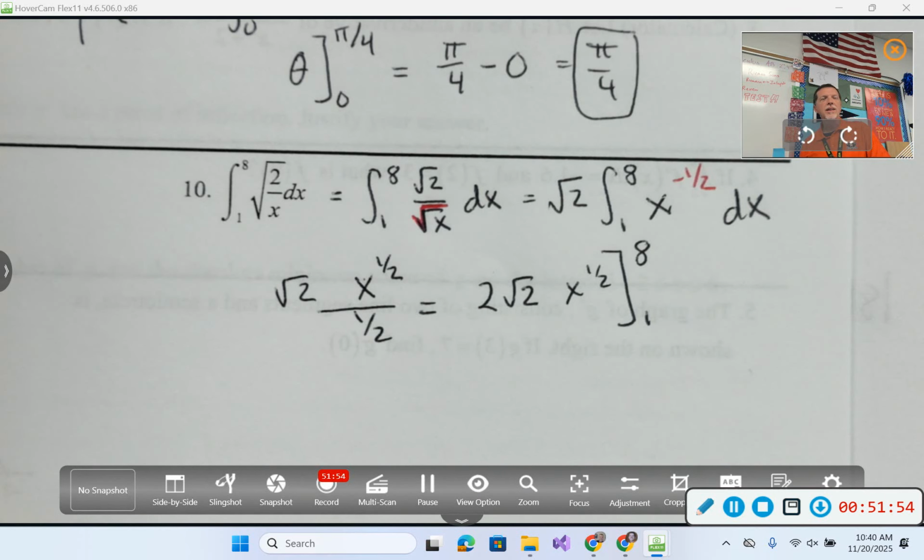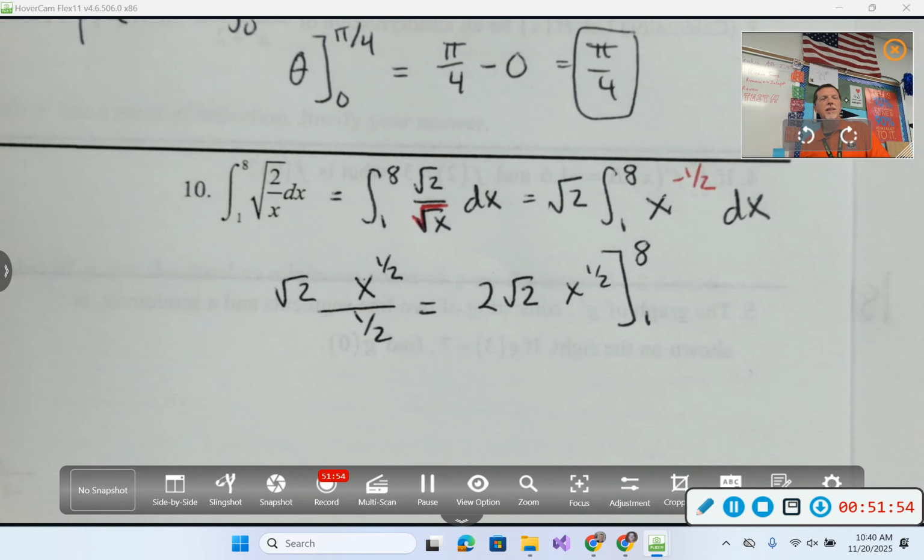Plug in the top minus plug in the bottom. That's a safe stop. But on multiple choice, how do I simplify the square root of 8? Remember what that is? 2 root 2. Square root of 1 is just 1.